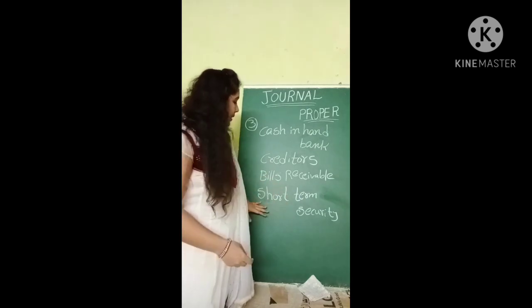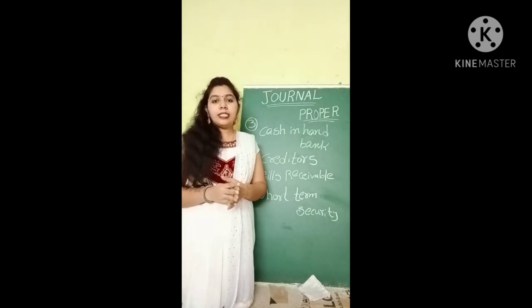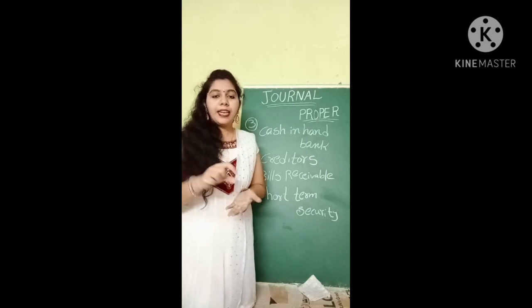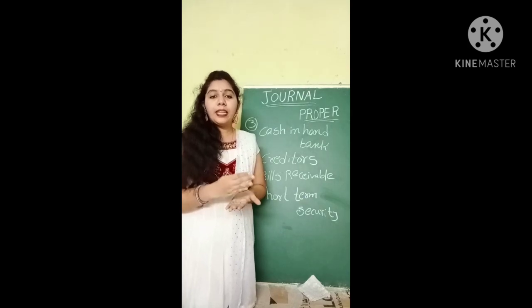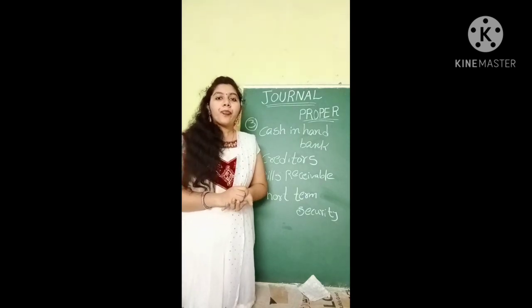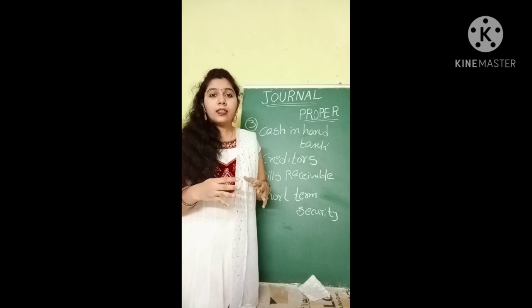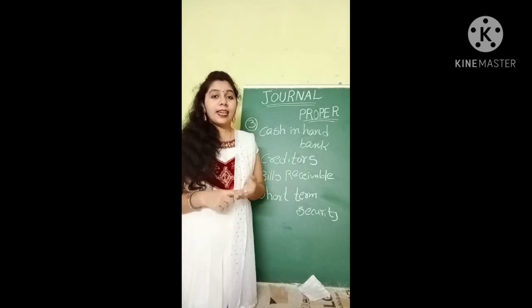And the next one is short-term security. Short-term security means the investor invests the money in the business for 1 year. The money invested in the business for 1 year is called short-term security. Before that 1 year, the amount should be ended, closed. That is short-term securities. This is a current asset.